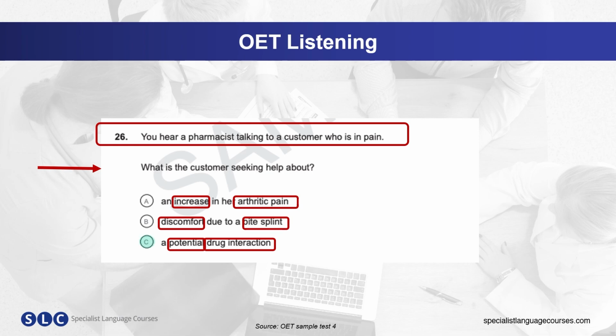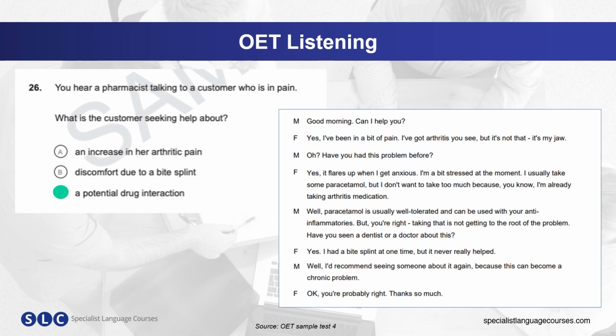And the answer is C. We know that it's not A because it says, I've got arthritis, but it's not that. It's my jaw. She says, I usually take some paracetamol, but I don't want to take too much because I'm already taking arthritis medication. So this is what she's seeking help about. Option B is also incorrect because we can see that she had a bite splint previously and not currently. So this is not causing the discomfort.